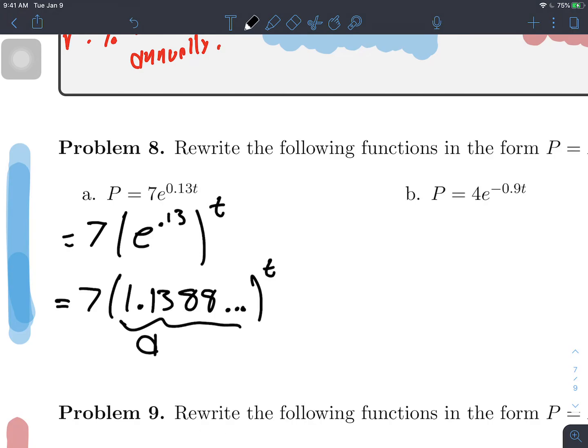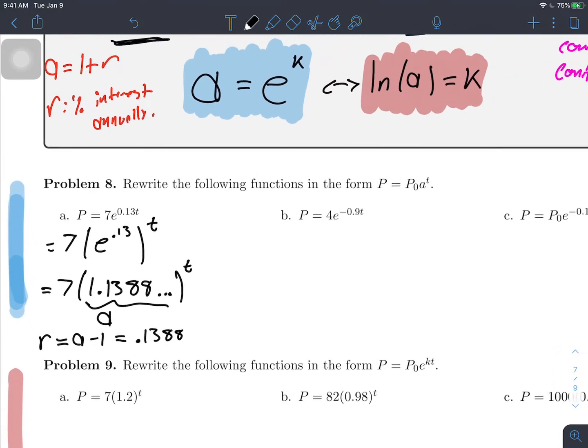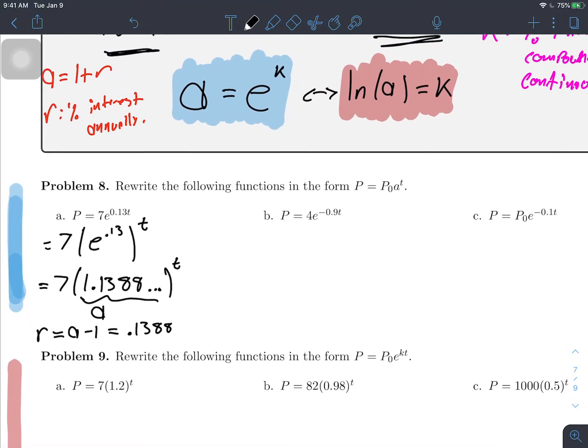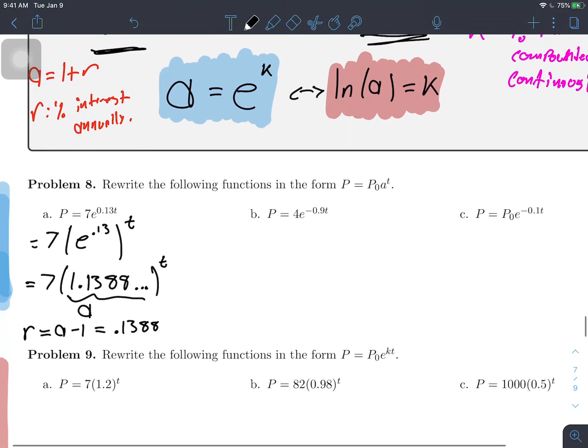We could even go so far as to figure out what r is. Remember, r is a minus 1, so that's going to be 0.1388. That's how we convert in that direction. Let's do another one for practice.